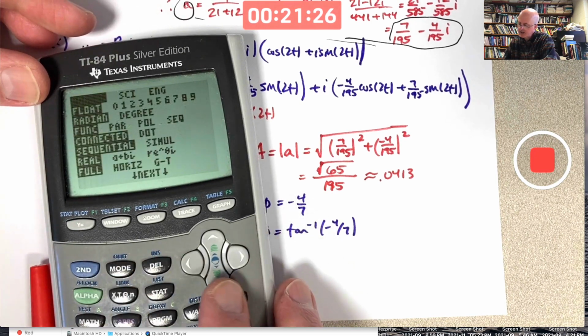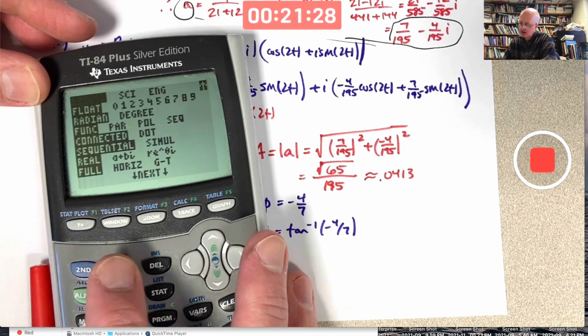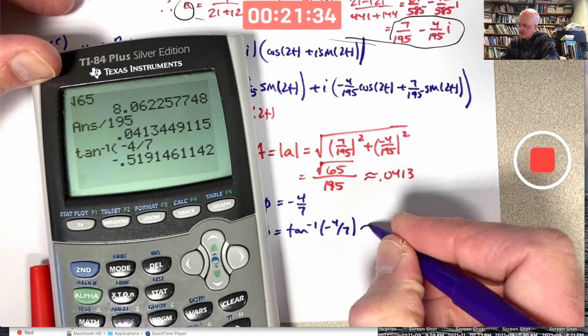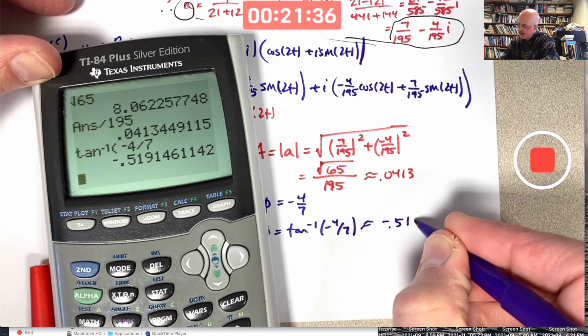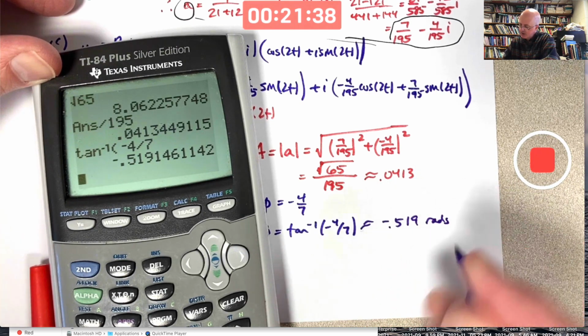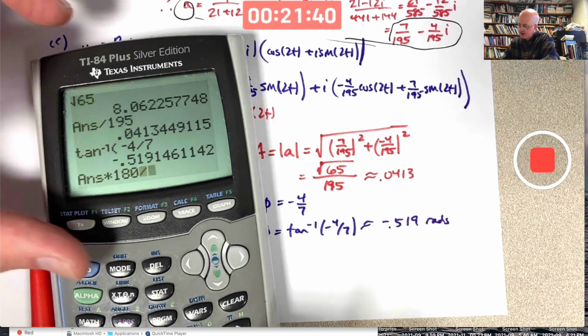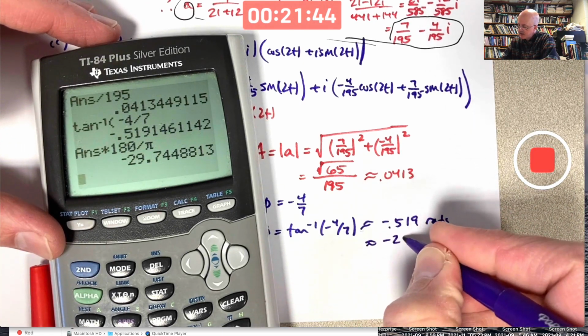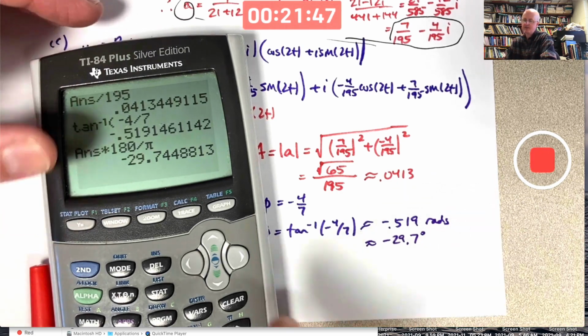I am in radian mode here, and now go back and do the inverse tangent of -4/7. In radian mode, that's about -0.519 radians. Multiply that by 180 divided by pi to convert to degrees. That's about -29.7 degrees. Okay.